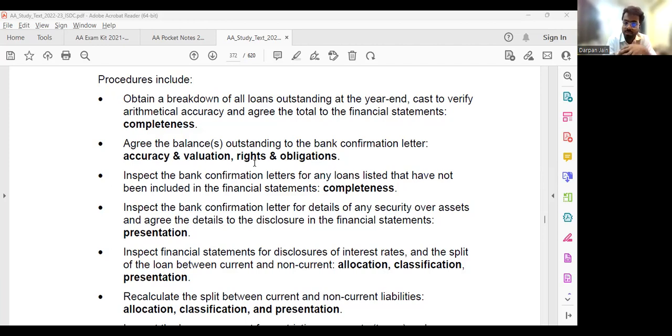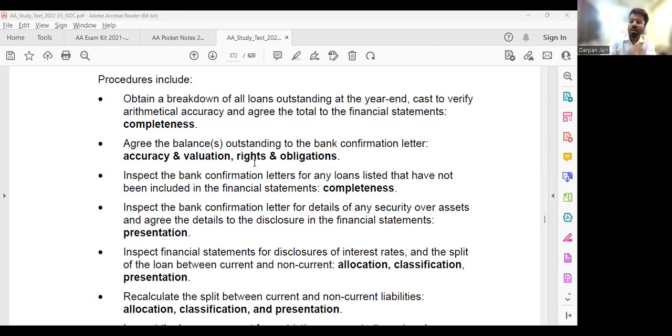You're inspecting the bank confirmation letter. Next, you inspect the bank confirmation letter for details of any security over assets and agree this to the disclosure. Your bank confirmation letter will also have the details of security given to obtain this loan. Because in order to obtain a loan, you have to give some security, right? For example, if you want to get a house loan, you have to give that house as a mortgage, as a security.